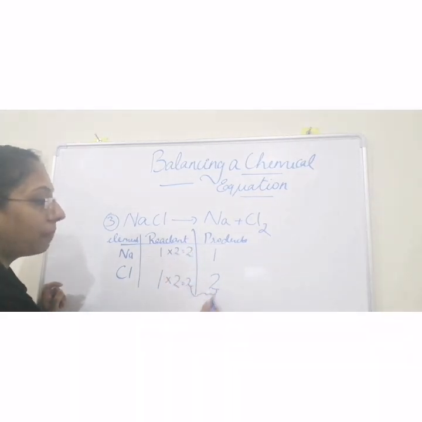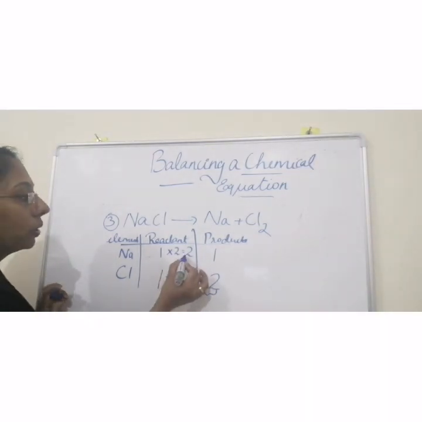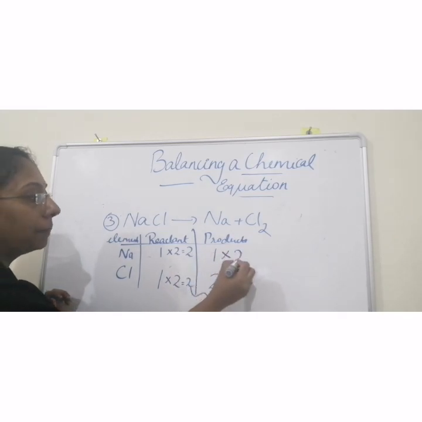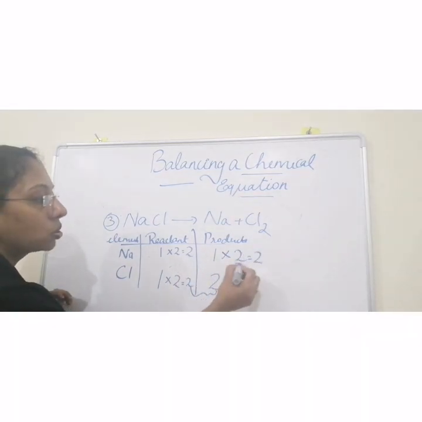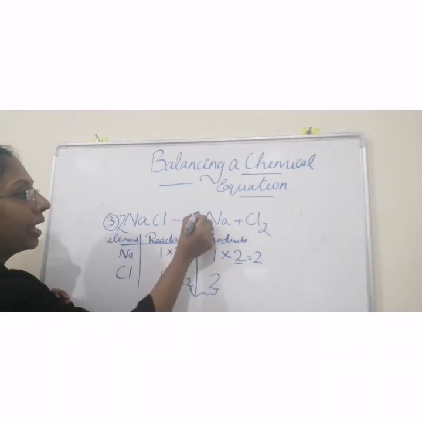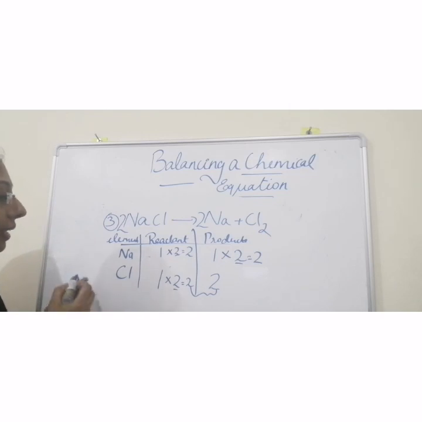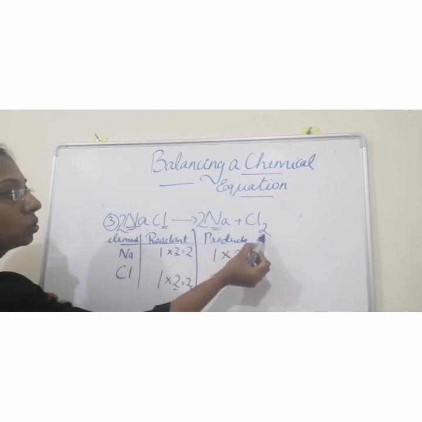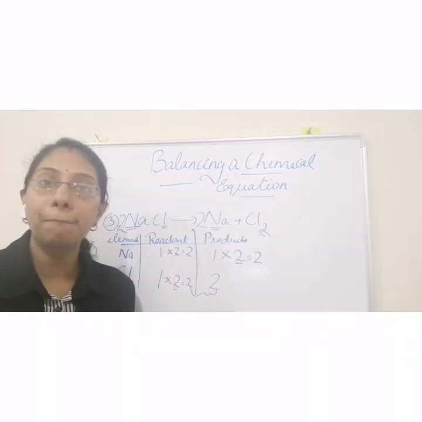The chlorine is balanced. What happens to the sodium? Sodium in the reactant side is 2 and the product side is 1. So I have to multiply it with 2. So what happened? We have to give here 2 and we have to give here 2. Now we'll check the equation. 2 NaCl, that is 2 sodium, 2 sodium. 2 chlorine, 2 chlorine. So the equation is balanced.